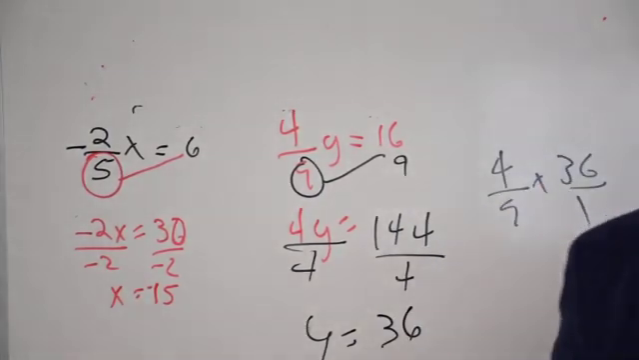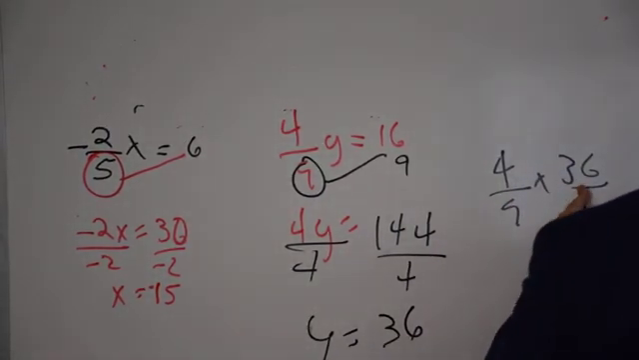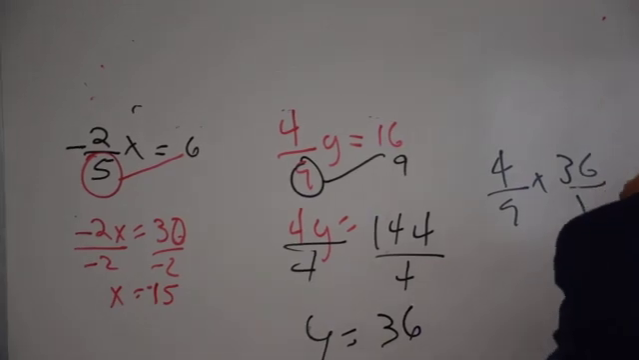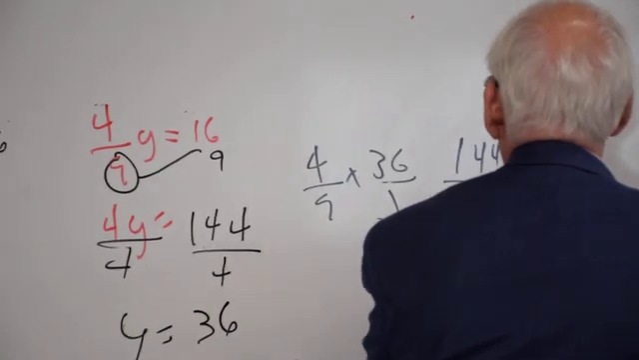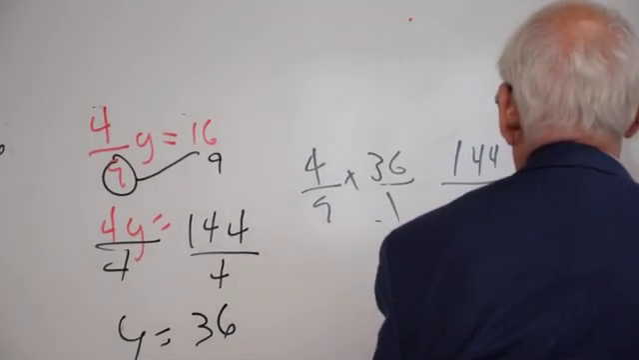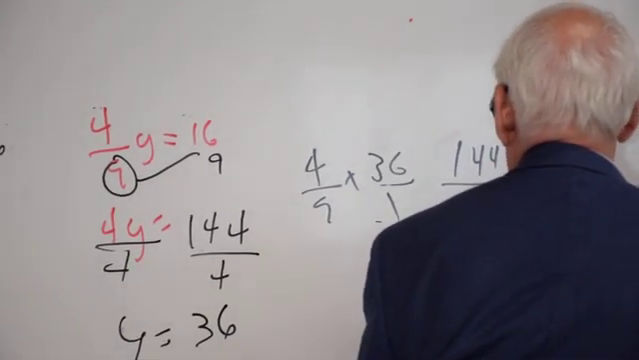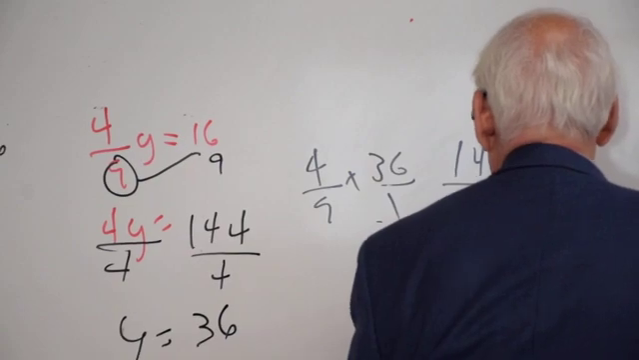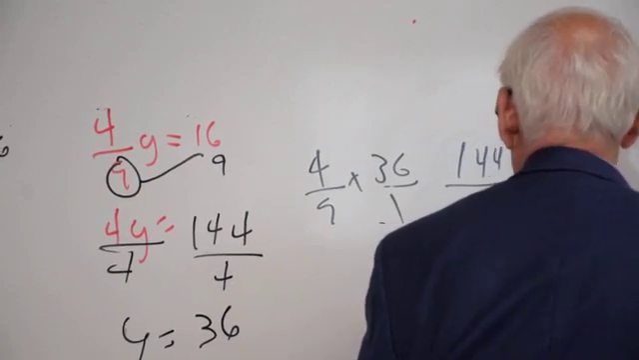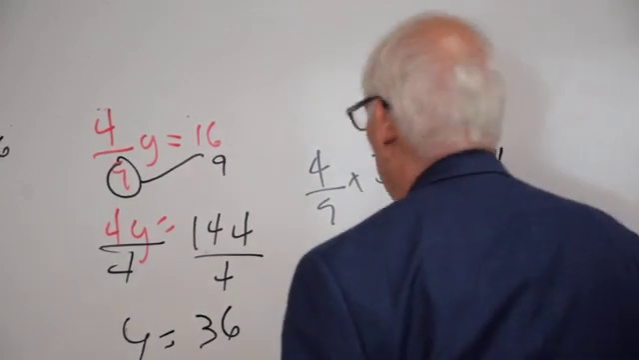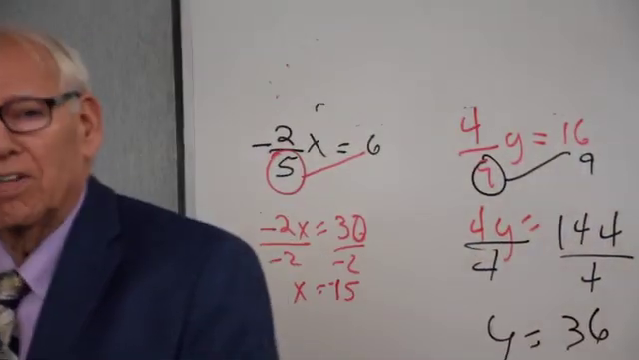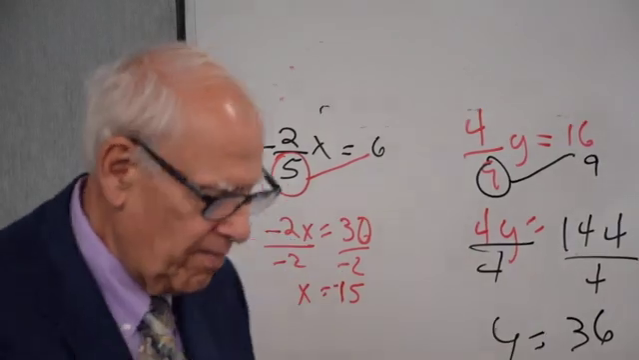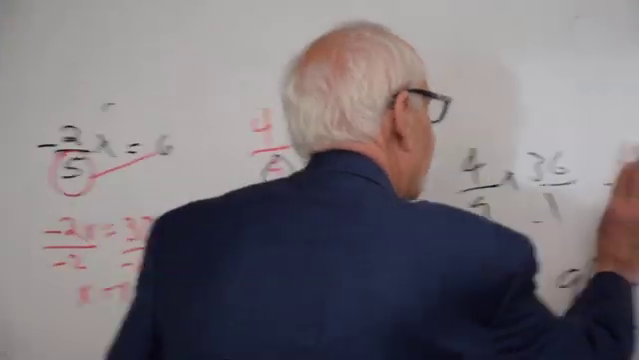Let's see if that works. What's 4 times 36? 144. Yeah, 144 over 9. How many 9s in 144? 14 minus 9 is 5. Bring down the 4. Hey, 16. 16, 16. See, you guys, you can't fool you guys anymore. You know this stuff. See that? I'm very proud of you. All right, let's do the last one on page 6.